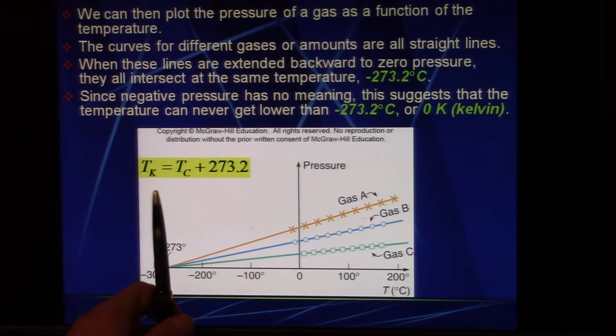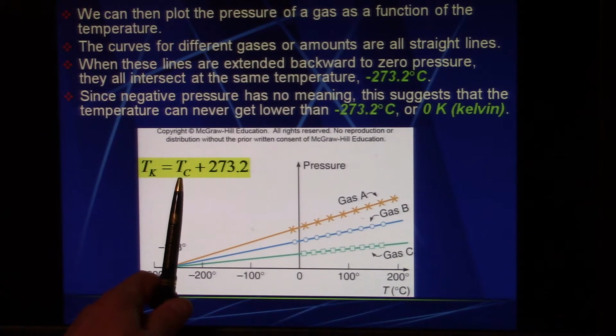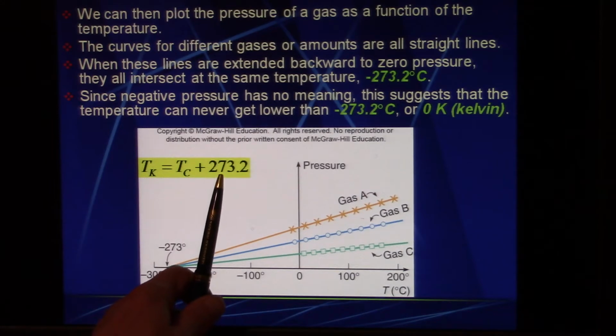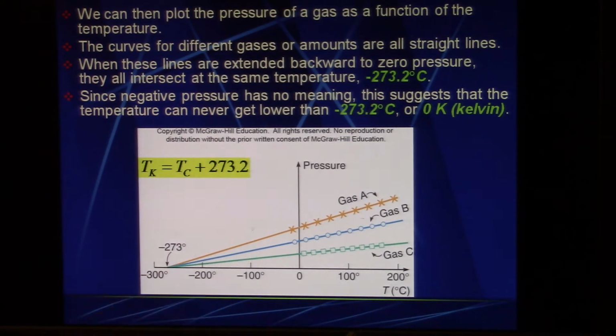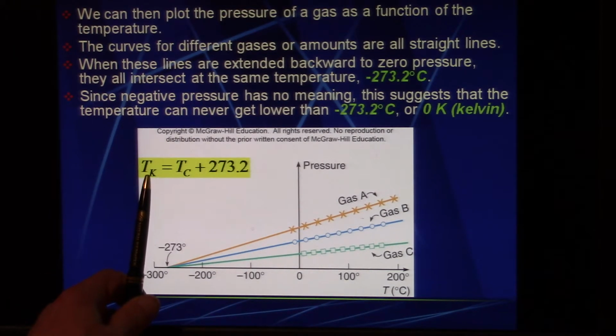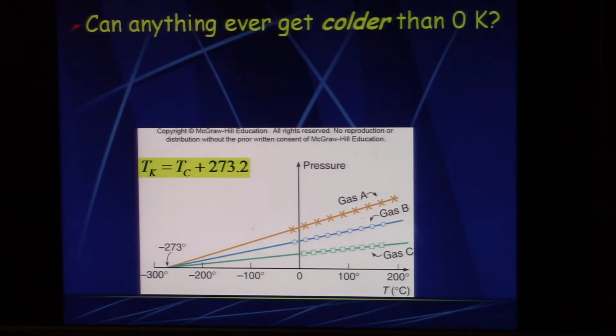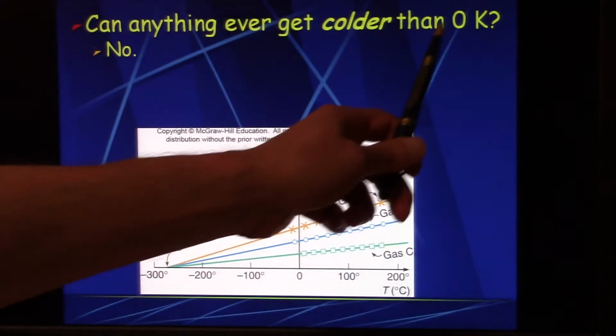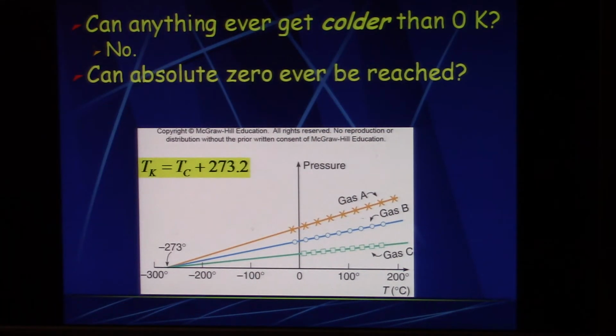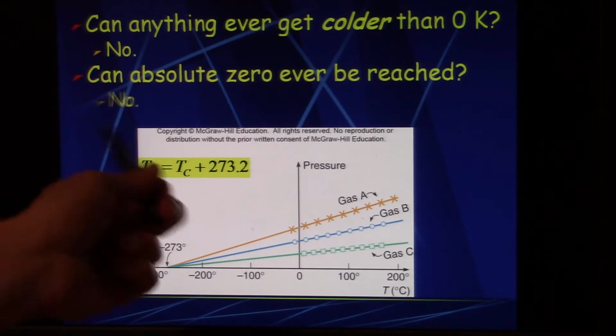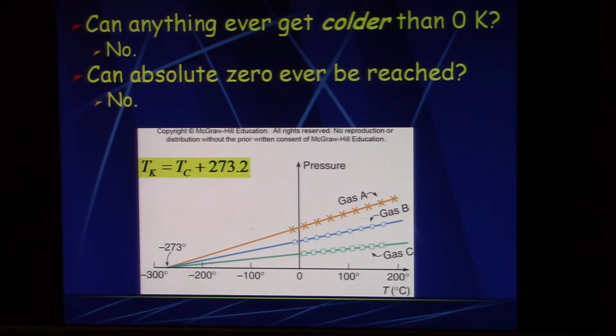So to convert, if you have the temperature in Celsius, you convert it to Kelvin, you add 273 degrees to it, and that gives you the temperature in Kelvin. This Kelvin is what scientists use most frequently. When I did my graduate work, everything was done in Kelvin. So, can anything get colder than 0? No, things don't get colder than 0, right? Can absolute 0 ever be reached? Well, no, you can get real close, but no, you're not going to get to 0.